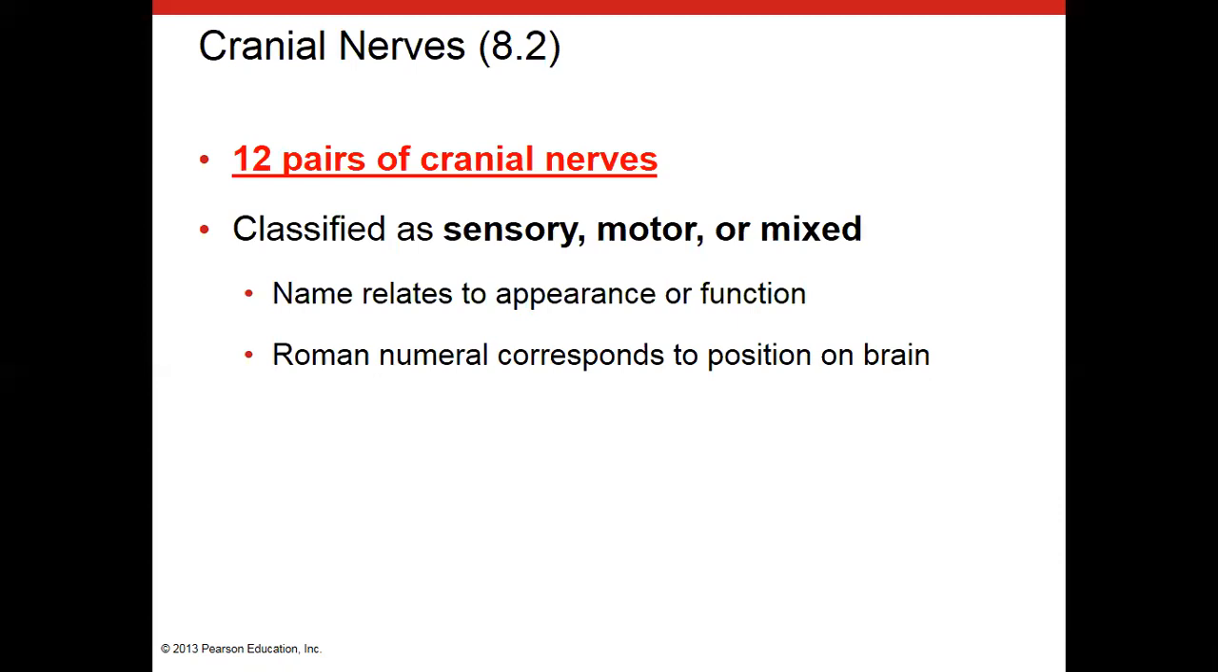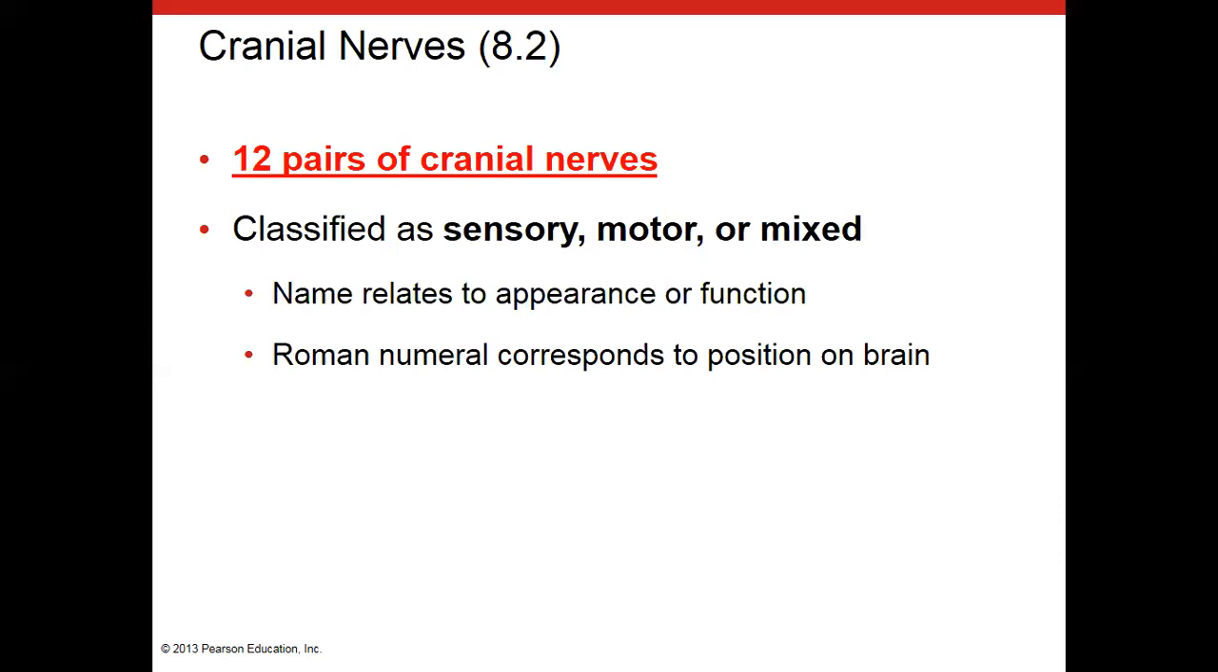And the name basically relates to the appearance or the function. So we'll talk about those as we go. The Roman numerals basically correspond to the position on the brain. So cranial nerve 1 is closest to the anterior side of the brain, and cranial nerve 12 is closest to the posterior side of the brain, and even down into the brain stem.